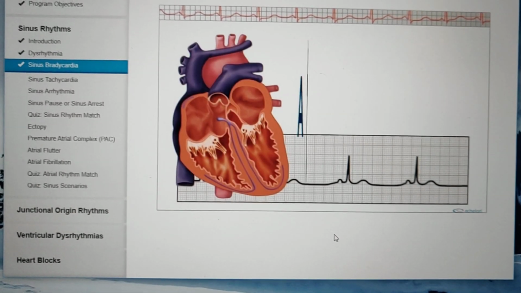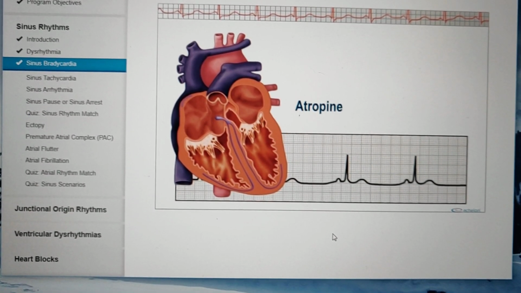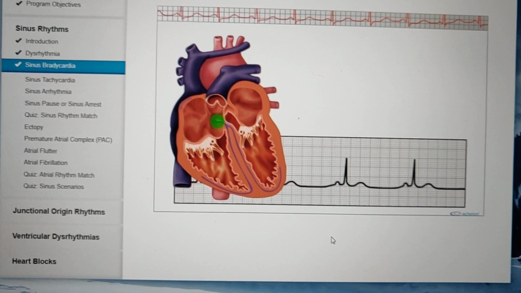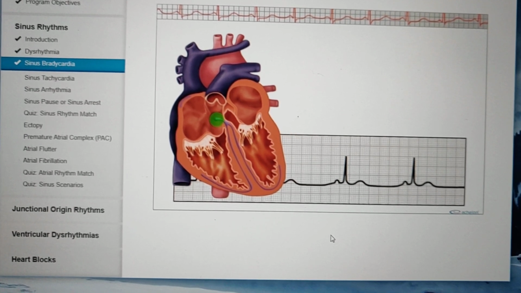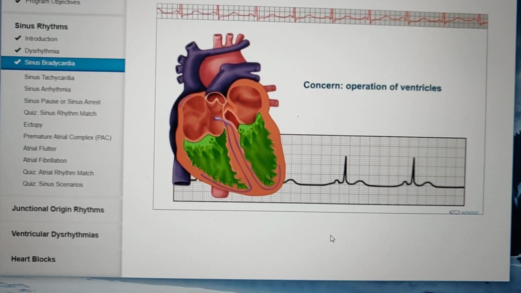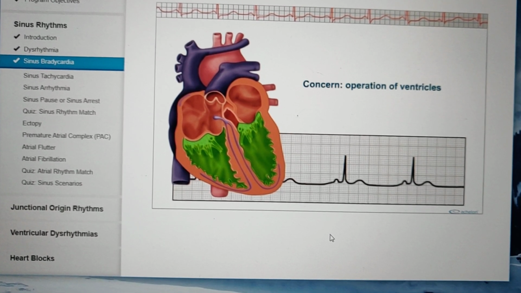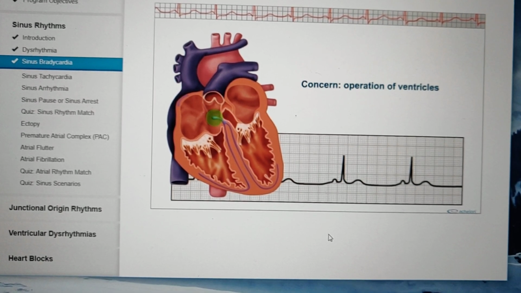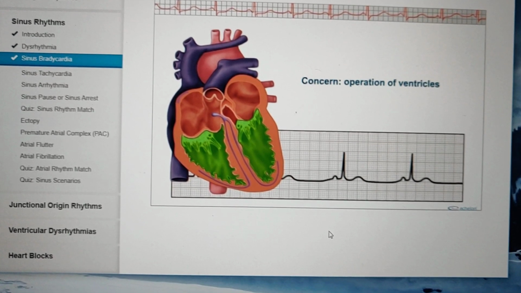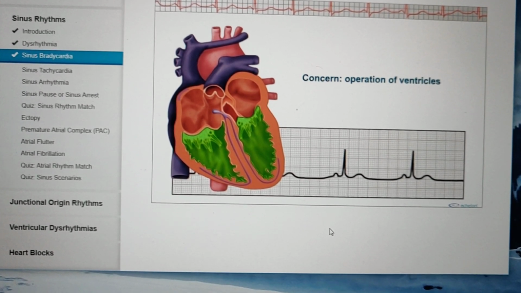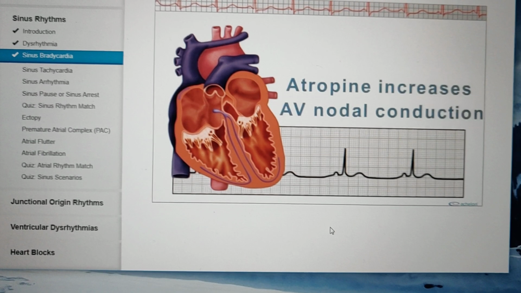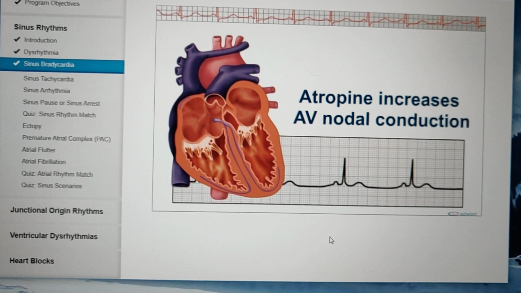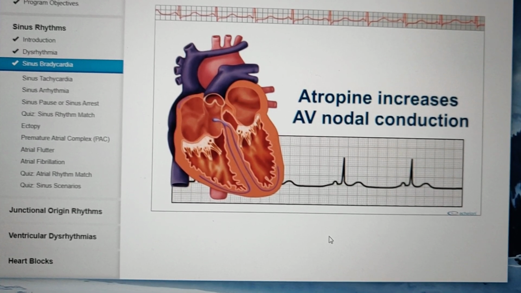The first is atropine, a cholinergic blocking agent that increases the firing power of the SA node and improves conduction through the AV node. With SB, we must be concerned with the operation of the ventricles. By increasing conduction through the AV node, we will get more impulses down to the ventricles, which will in turn increase the heart rate. So, simply put, atropine will increase AV nodal conduction to get more impulses through the ventricles, bringing the heart rate into normal range.